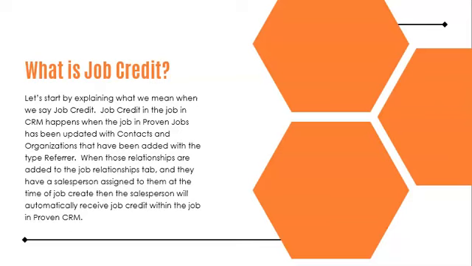Let's get started by explaining what we mean when we say job credit. Job credit in the job in CRM is applied when the job in Proven Jobs has been updated with contacts and/or organizations that have been added to the job Relationships tab with the type Referrer. When those relationships are added to the job Relationships tab, and they have a salesperson assigned to them at the time of job creation, the salesperson assigned to those relationships will automatically receive job credit within the job in Proven CRM.